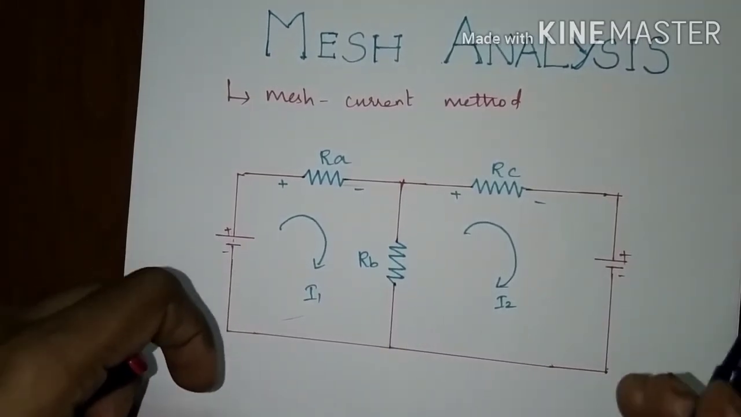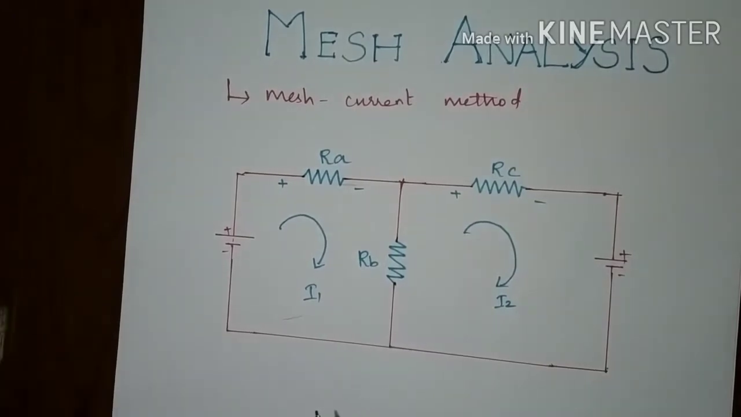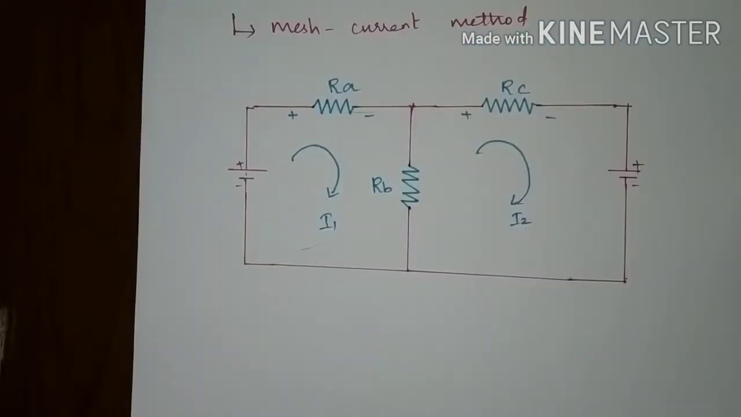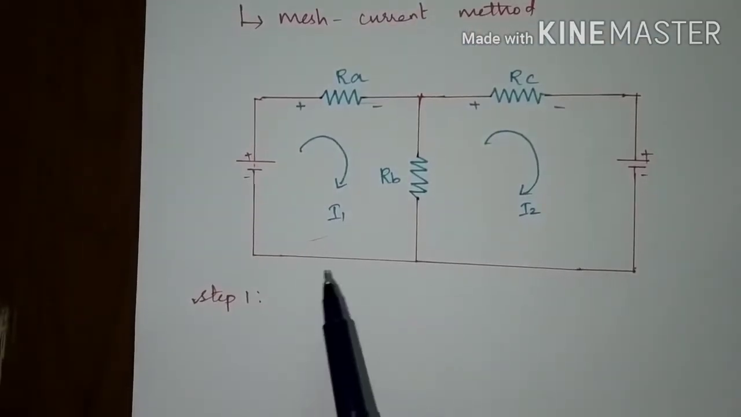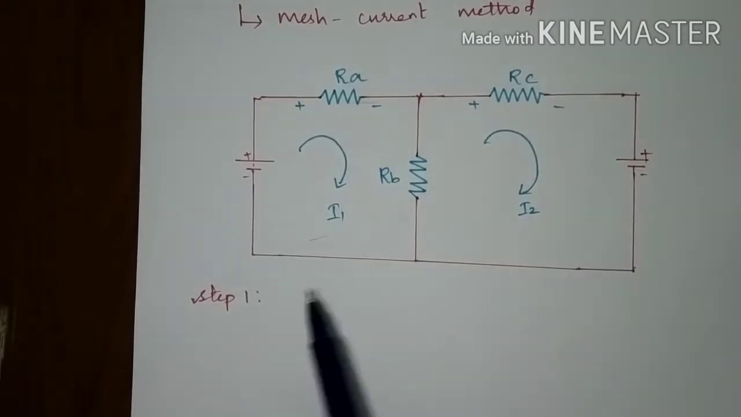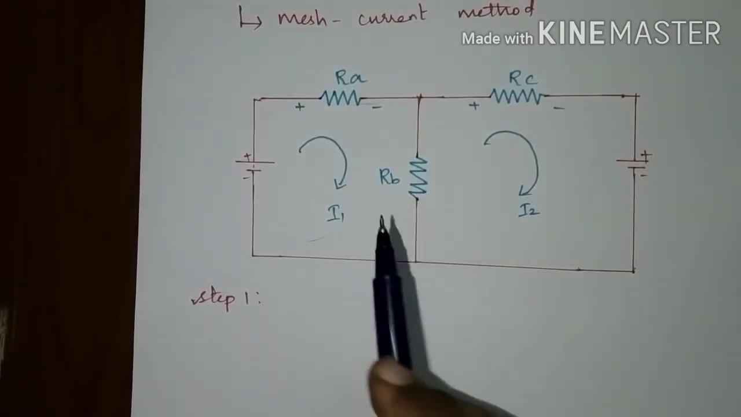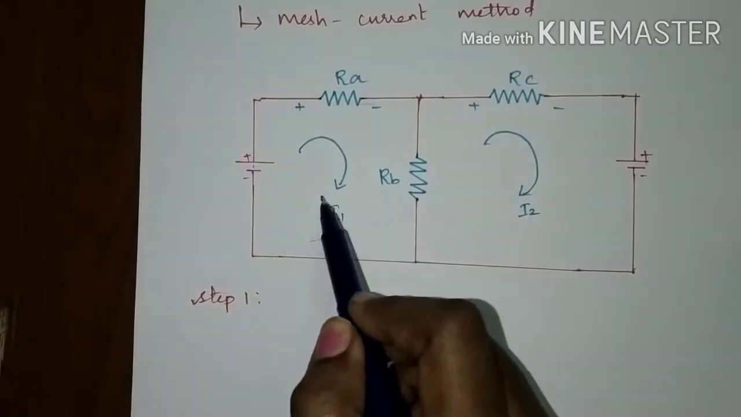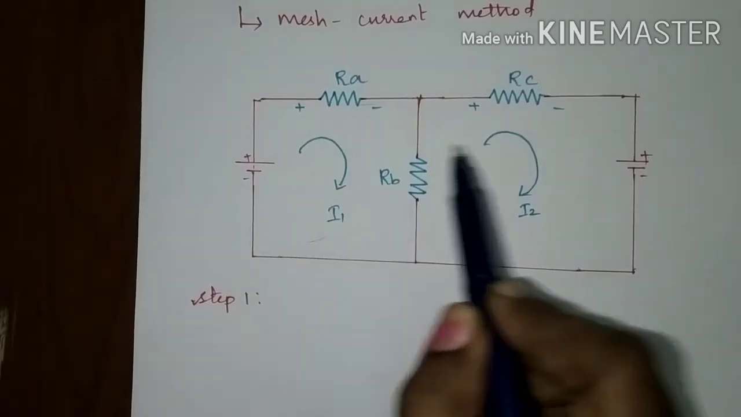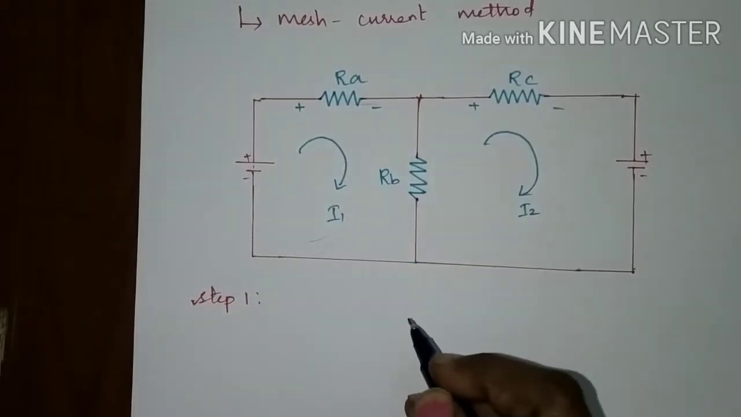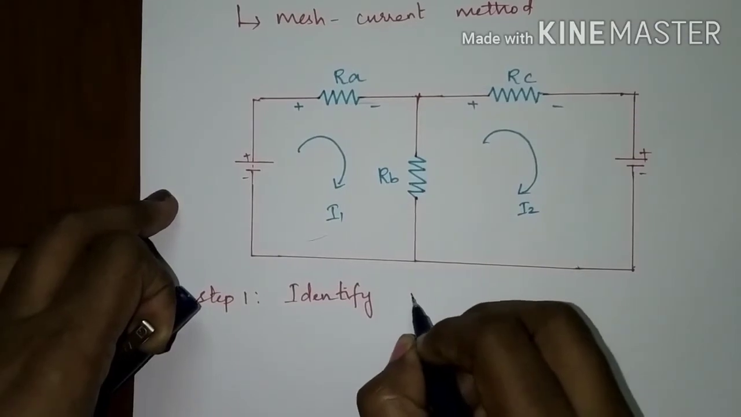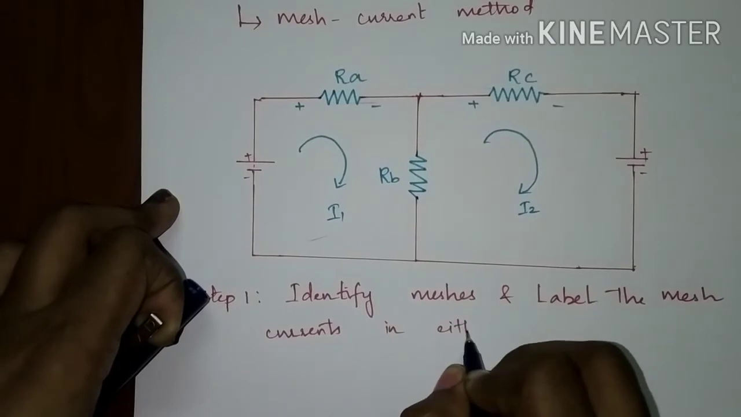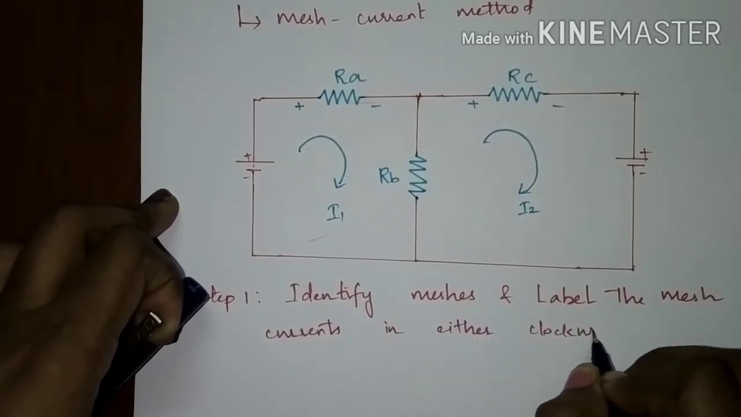There is a procedure in the mesh analysis method. Follow these steps while solving an electrical network using the mesh current method. Step 1: identify the meshes in the circuit and label the mesh currents in either an anti-clockwise or clockwise direction. Here in this figure, there are two meshes and I have marked the currents in the clockwise direction.